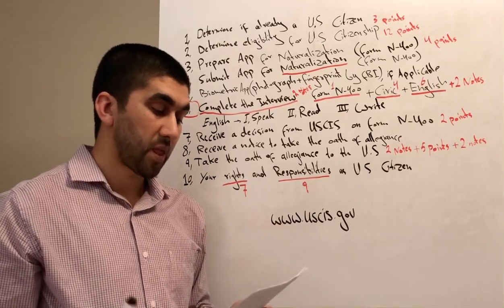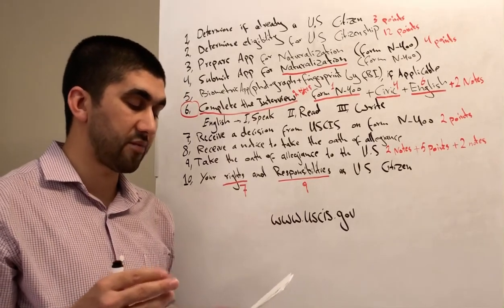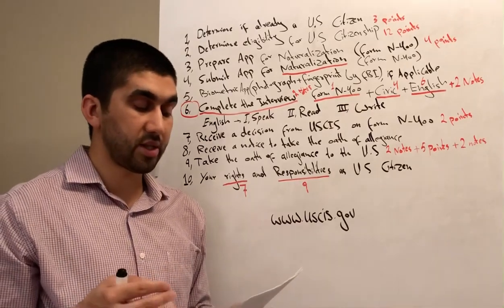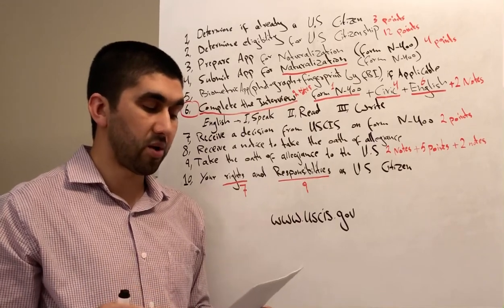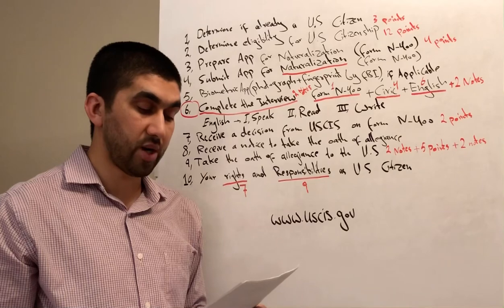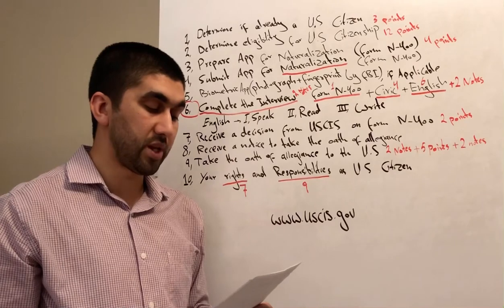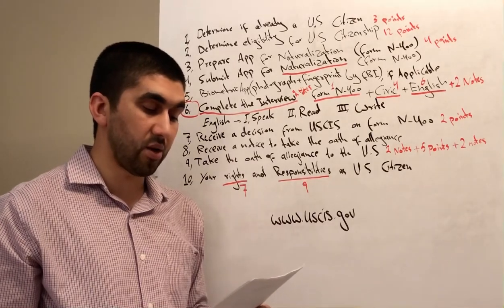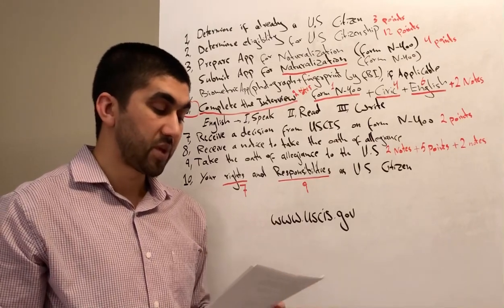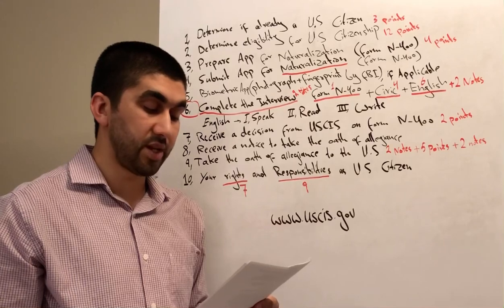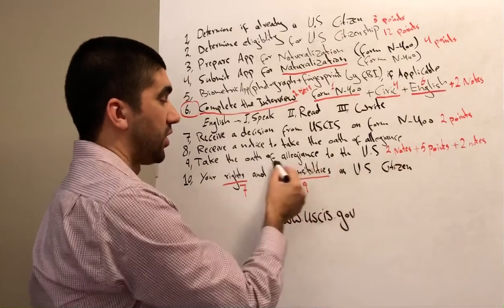Number 4. So number 4 and number 5 is kind of mixed because it has 3 alphabetical numbers, A, B, C. But it says number 4, bear true faith and allegiance to the same, and then A, bear arms on behalf of the United States when required by the law. Or B, perform non-combatant service in the armed forces of the United States when required by the law. Or C, perform work of national importance under civilian direction when required by the law. So these were the 5 points with the oath of allegiance.